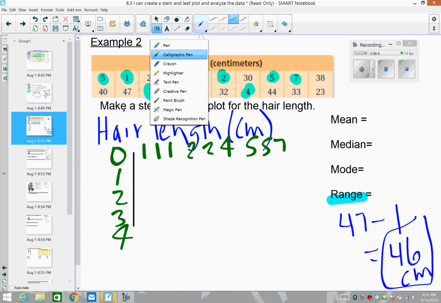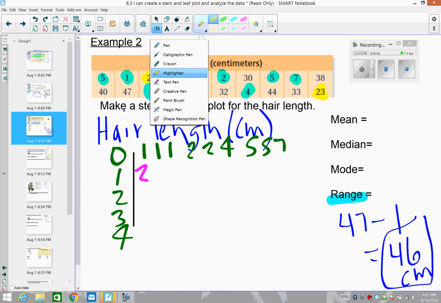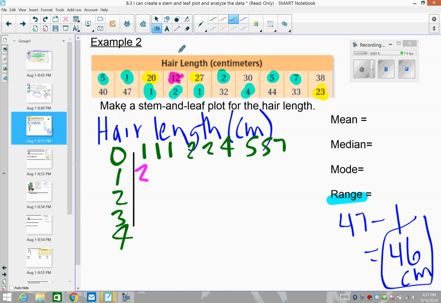We're going to do the same thing in the next section. So in the next section, I'm going to represent hair length. Awesome. So that's the hair length of 12. Any others in that section? No. Moving on to the next section, 20 through 29. So we have a 20, 27, 23. Do we have any others in the 20s? Nope. So I'm going to put those in order from least to greatest: 20, 23, and 27.